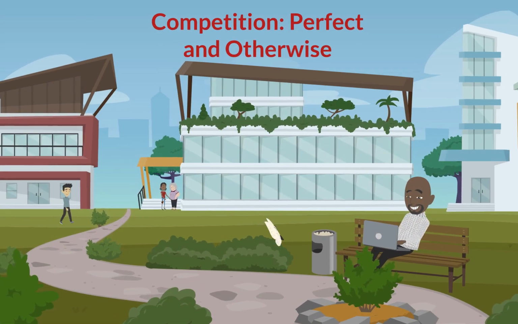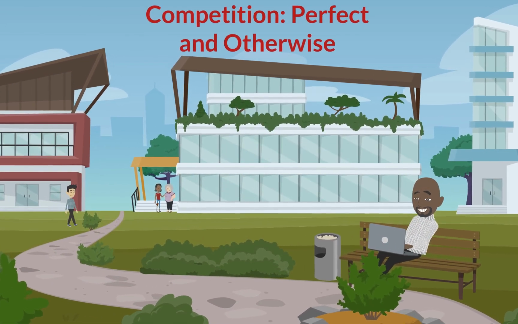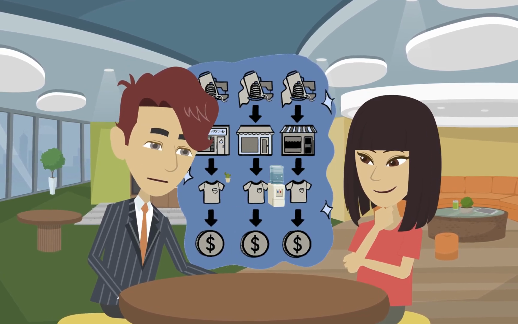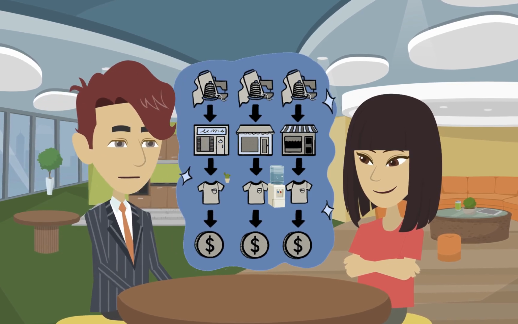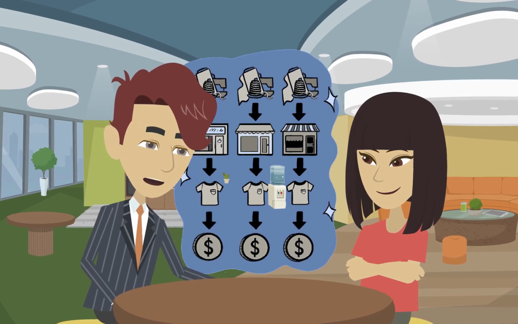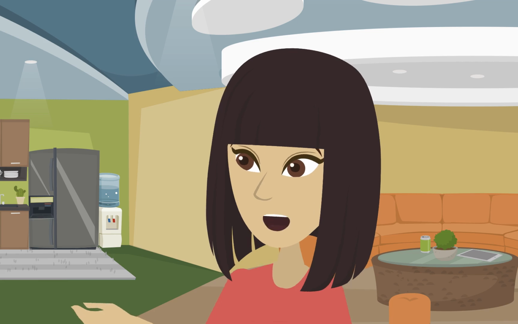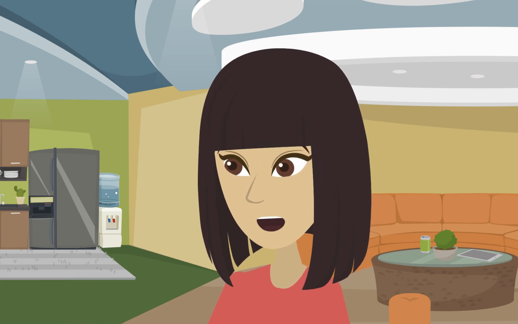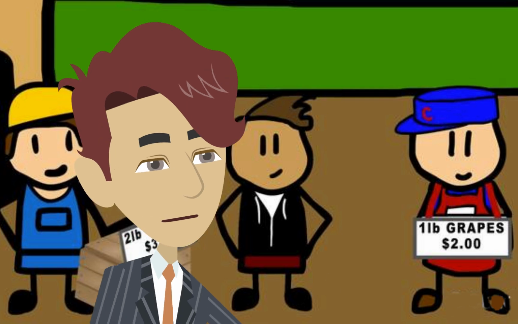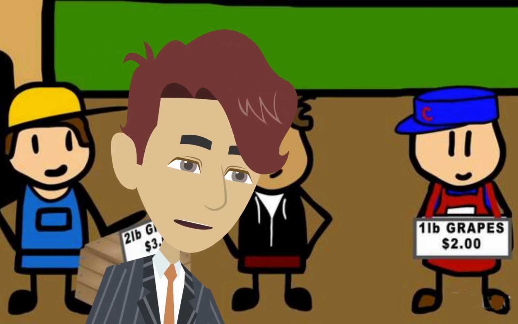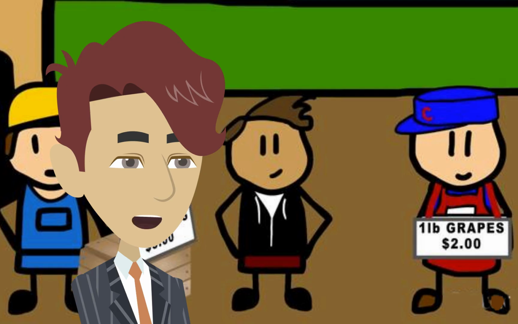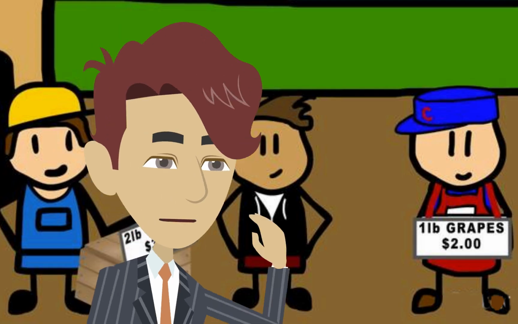Competition, perfect and otherwise. Let's talk about competition in economics. Perfect competition is defined by two main characteristics: identical goods and many buyers and sellers. That sounds interesting. Can you explain what you mean by price takers? Sure, in a perfectly competitive market, buyers and sellers can't influence the market price. They simply accept the price determined by the market.